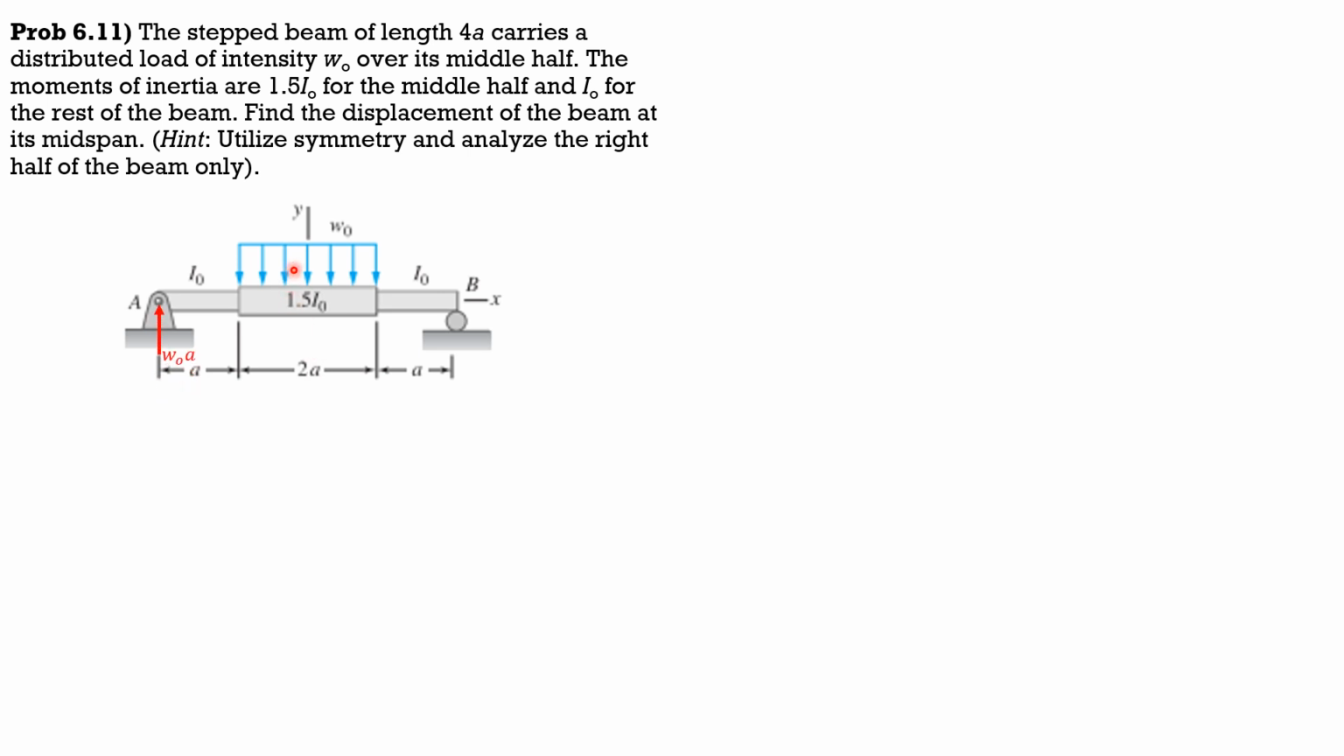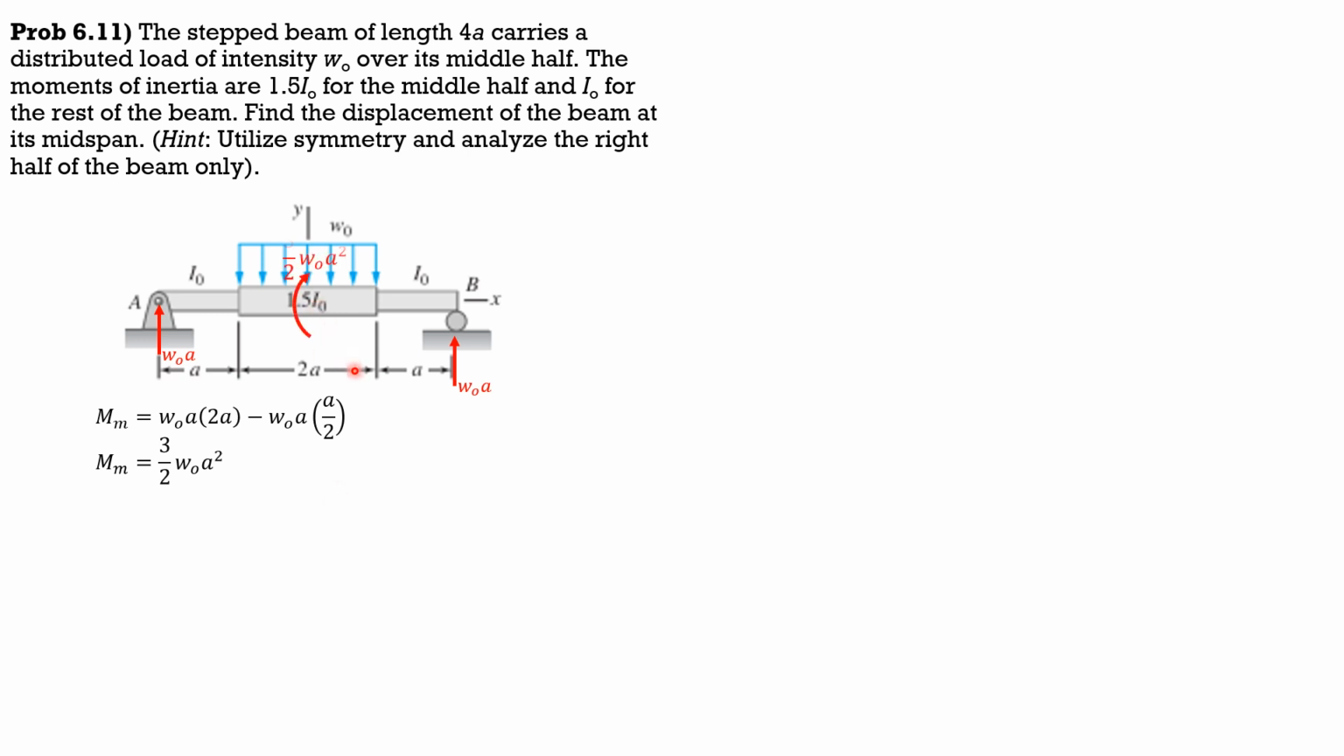By symmetry, the reaction here is WOA, half of the load. This is also WOA at B. Therefore, the shear at the midspan is 0 because WA minus WA is 0. So we just compute the positive moment at midspan. The moment at midspan is WOA times 2A minus WO times A over 2, the moment of the left half load. So the moment at midspan is equal to positive 3 halves WO A square.